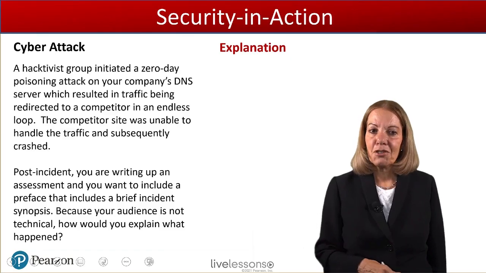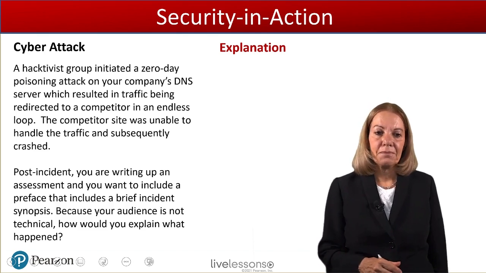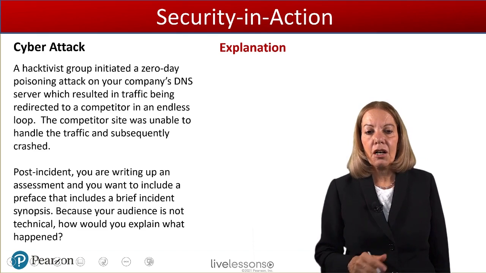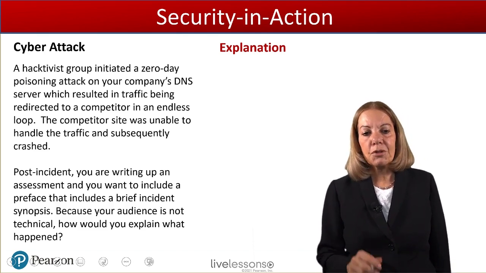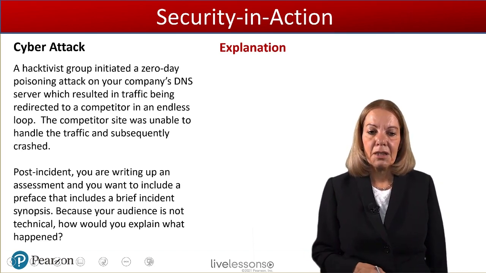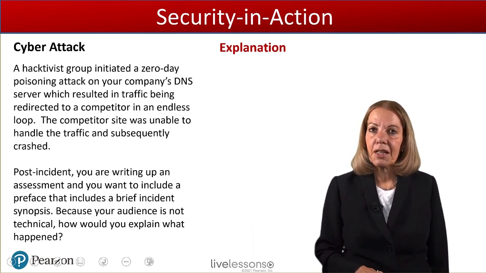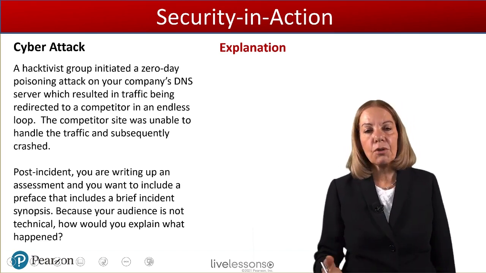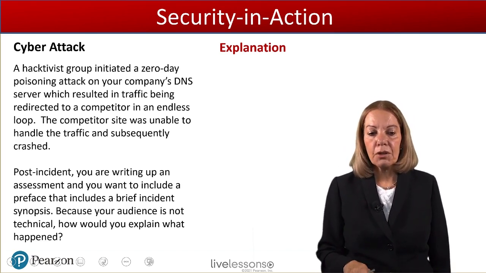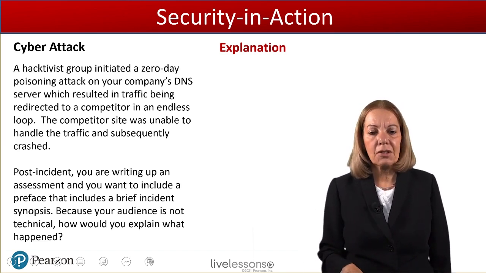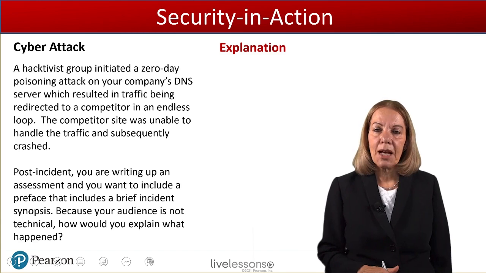That brings us to our security in action. This one's about a cyber attack. A hacktivist group initiated a 0-day poisoning attack on your company's DNS server, which resulted in traffic being redirected to a competitor in an endless loop. The competitor site was unable to handle the traffic and subsequently crashed. Post-incident, you're writing up an assessment, and you want to include a preface that includes a brief incident synopsis. But your audience isn't technical. How would you explain what happened?